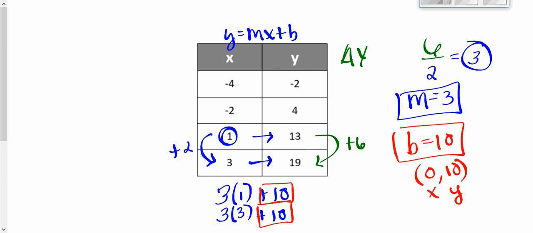Okay, so your job at this point is to go ahead and complete the guided practice, but feel free to go back and watch the video if you need to watch it again to see and understand how to find the slope and the y-intercept from a table.